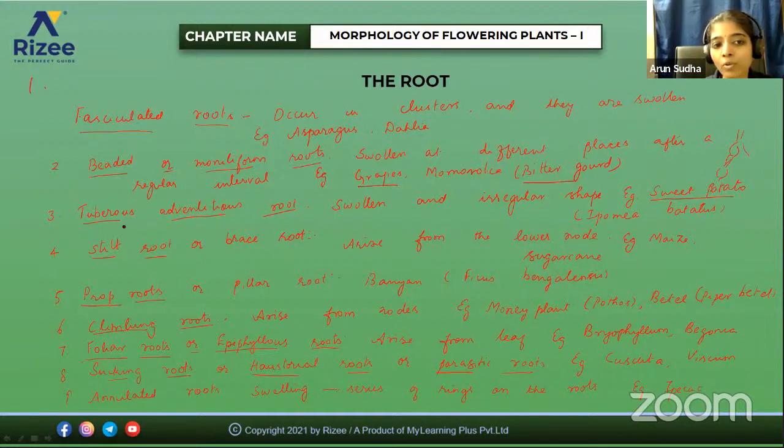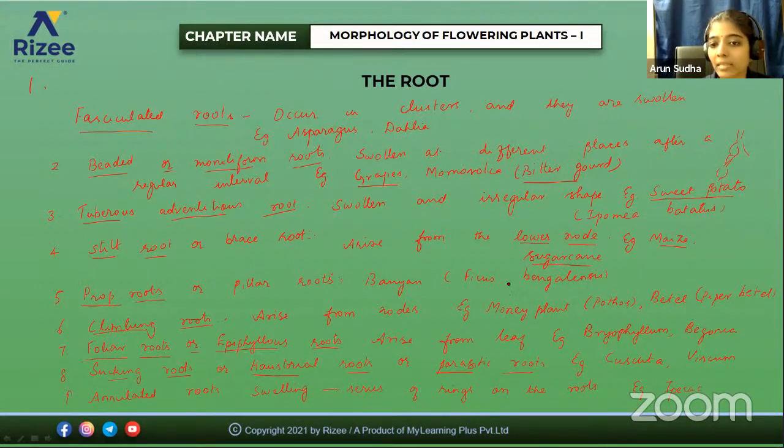In the case of tuberous adventitious roots, they are swollen and irregular in shape. Example is sweet potato. In the stilt root or brace root, they arise from the lower node and then enter into the soil. Examples, maize and sugarcane. Then the prop roots or pillar roots, example is banyan. They support the plant.